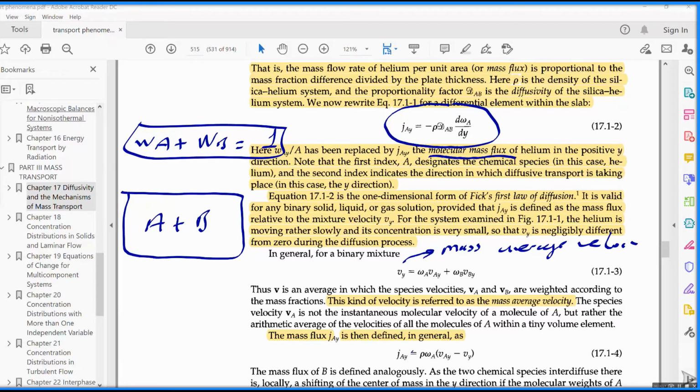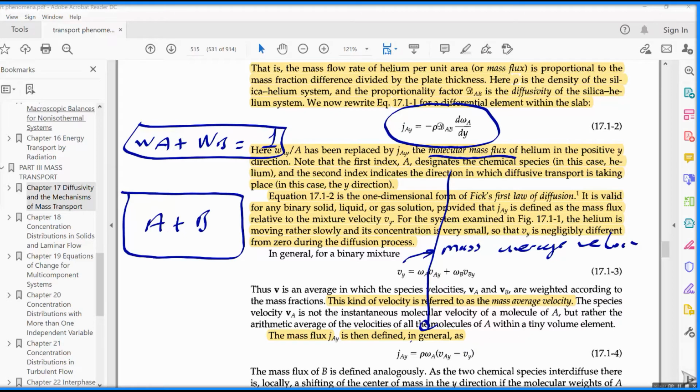The mass flux in the positive y direction of the species A is defined by this formula: JAy is equal to rho, where rho is the mixture density, multiplied by WA, the species A mass fraction, and the difference between the species A average velocity and the mixture average velocity, the center of mass velocity.